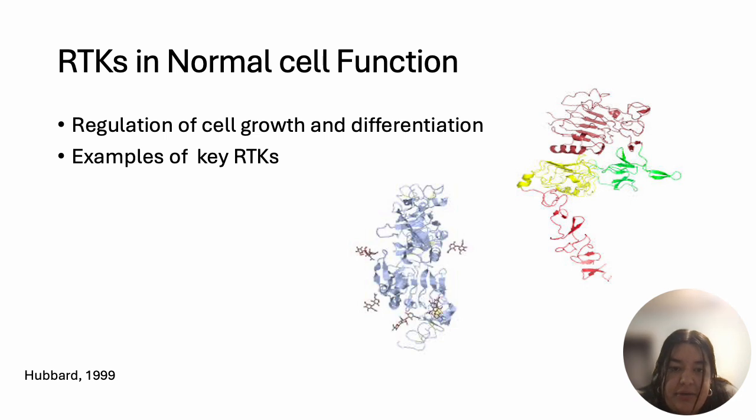Now that we talked about the mechanism of RTK signaling, let's look into what RTKs look like in normal cell function. These receptors are essential for the regulation of cell growth, differentiation, and survival. This is done through them binding to specific ligands, which in turn trigger a cascade of intracellular signaling pathways. Once the ligand binding occurs, RTKs can then undergo dimerization and autophosphorylation, which we went over in the last slide. I don't know if y'all remember.